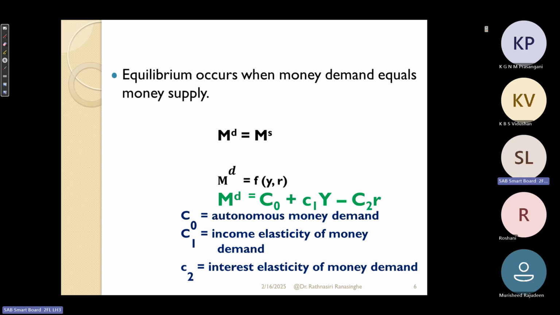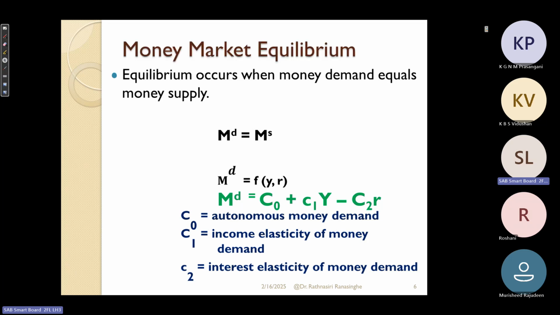Now what happens when the interest rate increases? We see the share market improve. So that is the speculative motive. With an interest rate increase, money demand under the speculative motive decreases. With a decline in the interest rate, it increases. That's a negative relationship. So that is C1, C2, C0. The money demand and the money supply we identified, and based on this equilibrium we are going to derive the LM curve.